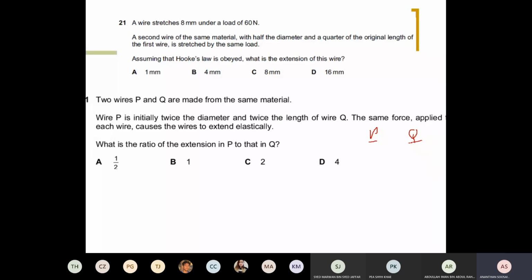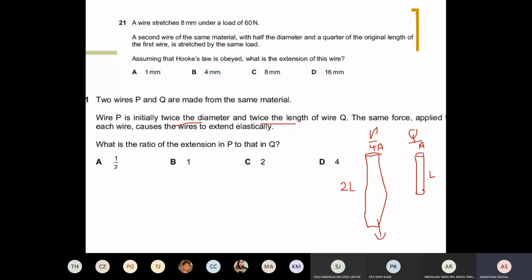So let's draw. P is twice the diameter and twice the length of the Q. So Q, we make it area A, and the length is L. P, we change. The diameter is what? Twice. So P is how many A? It's 4A. The area is 4A. As you see, the length becomes 2 times. Length is 2L.